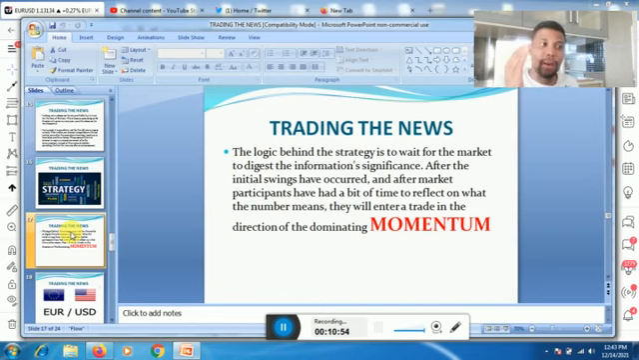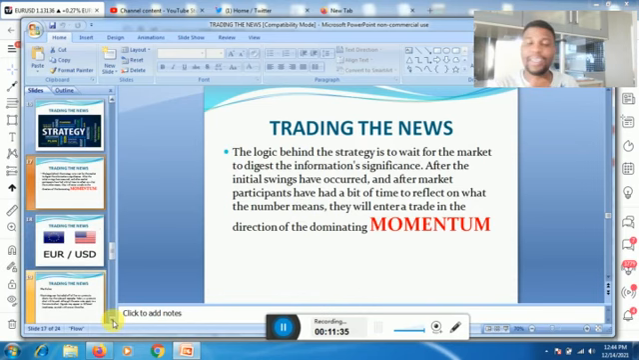right? So on this strategy, what we do is that we enter after the big move has happened, and then we wait for the market to die down, and then we try to enter. So after the initial swing has occurred, and after the market participants have had a bit of time to reflect on what the number means, they will enter the trade in the direction of the dominant momentum. So when the momentum of the market is dominating, we just follow what the big momentum is actually doing.